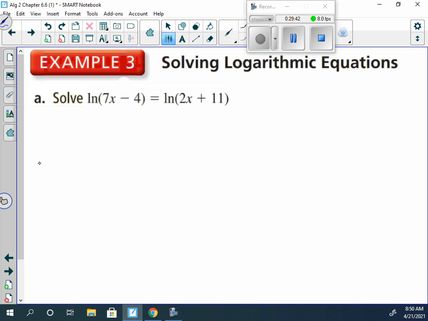And if it works out that every x value gives us a negative inside the logarithm, then it is no solution. It works out that we actually didn't have a value that would make both sides be the same. Now, for the most part, we won't come across it too often with these here, but it is possible.